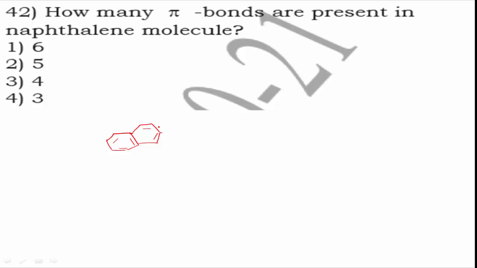Yes, this is the structure of naphthalene. Here each double bond in a molecule consists of a sigma bond and a pi bond. Therefore, in naphthalene there are a total of 19 sigma bonds present.